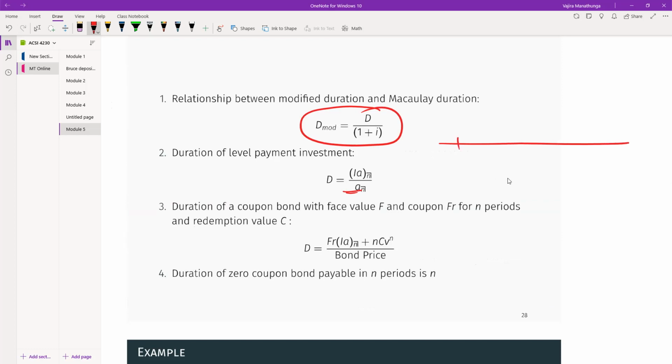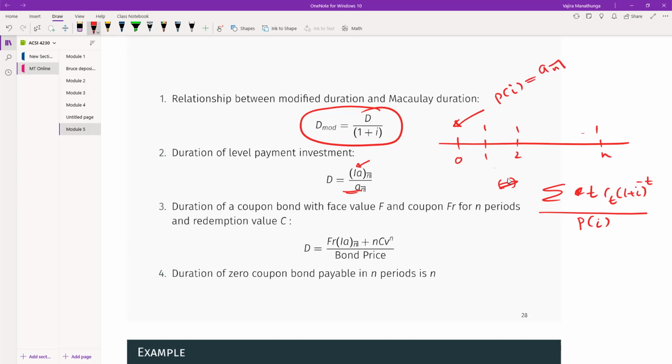So let's say you have a payment like this, $1. So this is 1, 1, 1. Then what's the duration? Duration is you take t times C_t times (1 plus i) to the negative t, divided by price. Just remember the formula, let me write it. Anyway, what's the price here? The price would be, this is an annuity, no? So basically it's an annuity immediate with n payments. So the price is a_n.